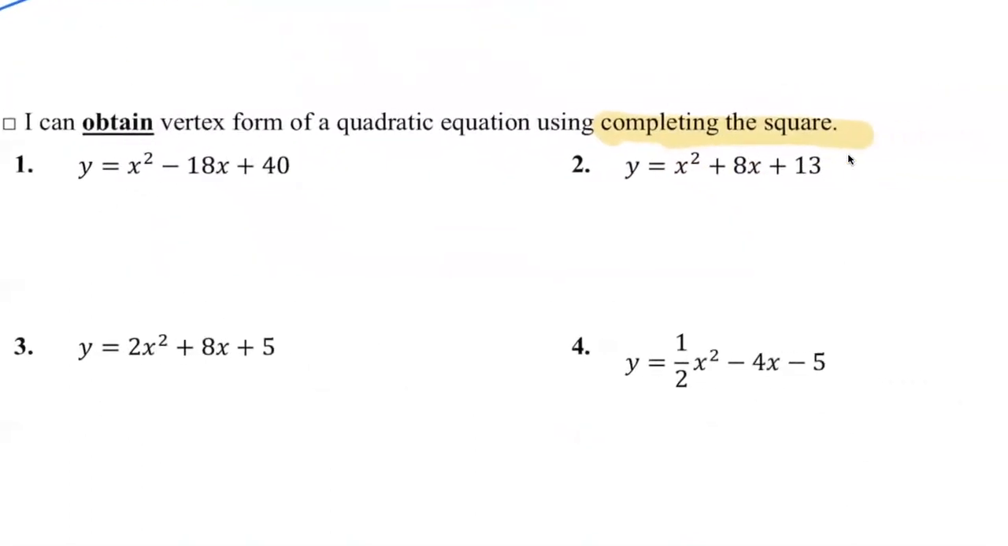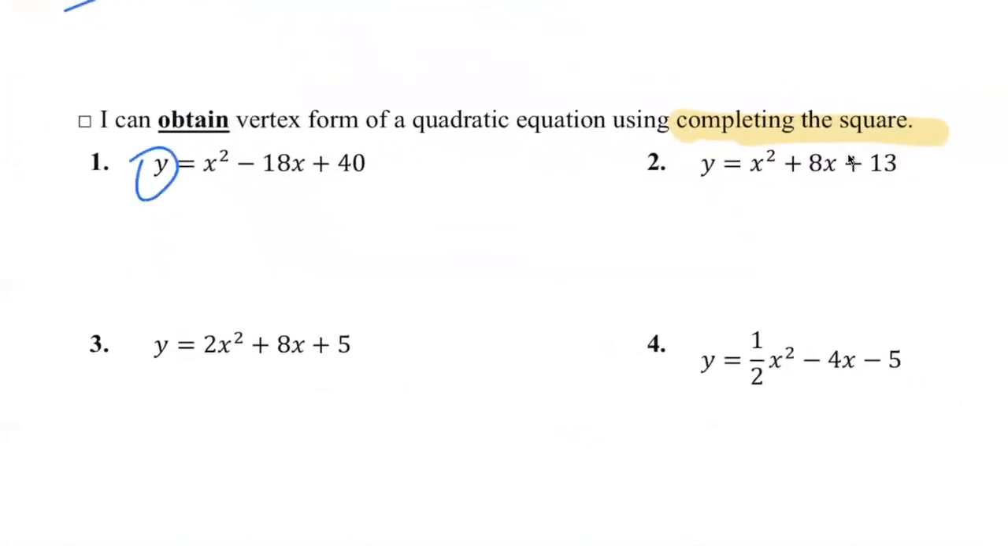Now for the vertex form right here. You've got the y on the left. That is actually the equation of a parabola, so we're not talking about x equals a number. It's an equation for a curve. So we will need to add a number right here, which is the square of the number that came from 18 divided by 2, which is 9.